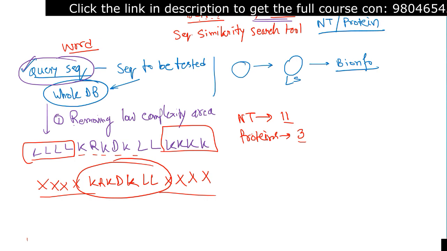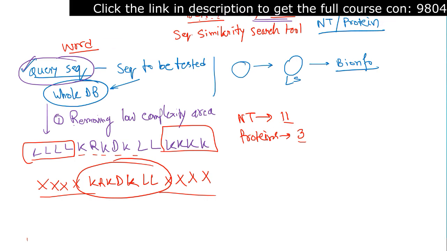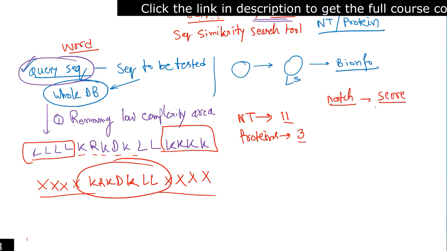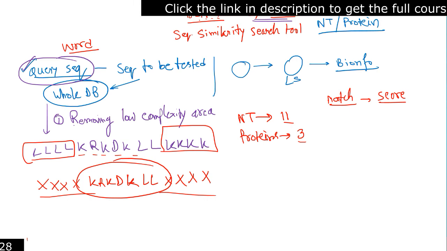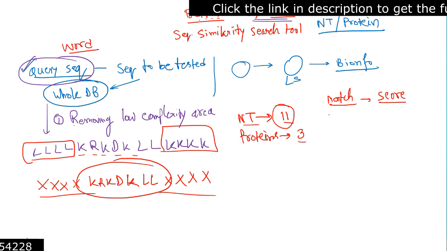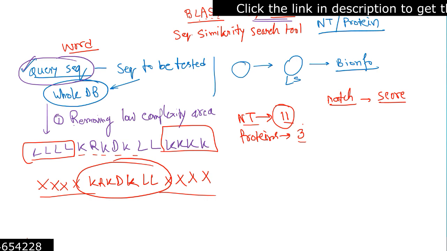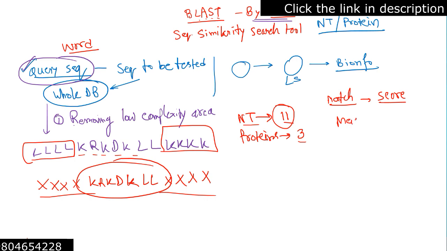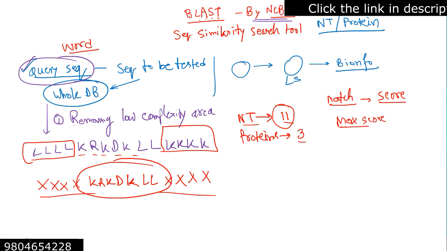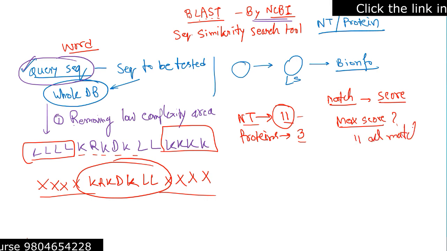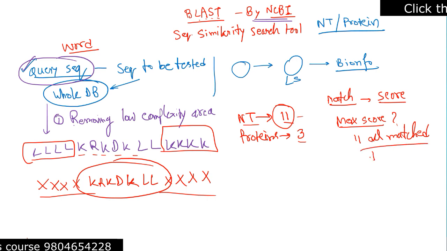Now based on each of these word matches, whenever there is a match of a word, a score is given based on that match. If there is a mismatch, then there is a different score. For an 11-letter stretch of a word, a particular score will be given to that sequence. By this fashion, what will be the maximum score? Ask yourself. If all 11 are matched, then only will we get the maximum score.